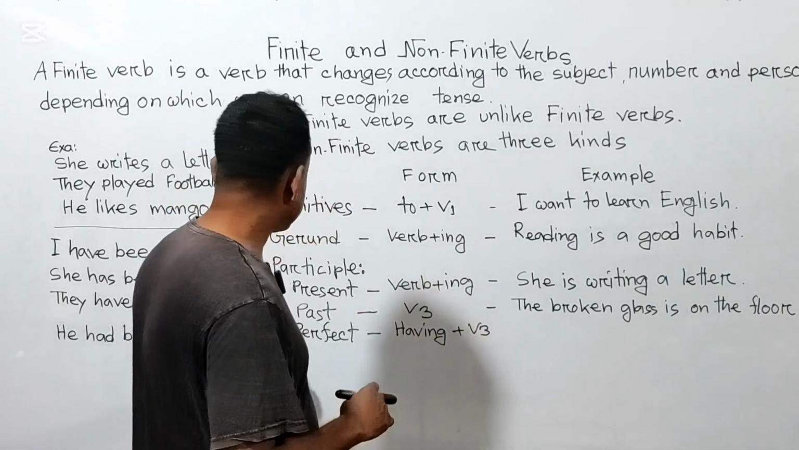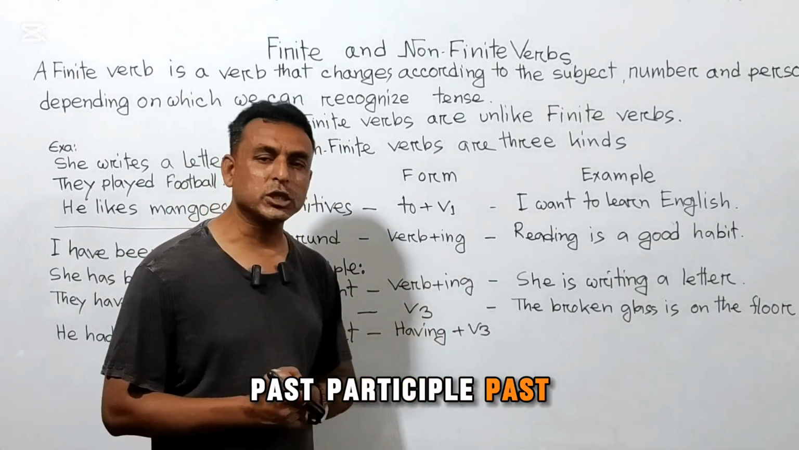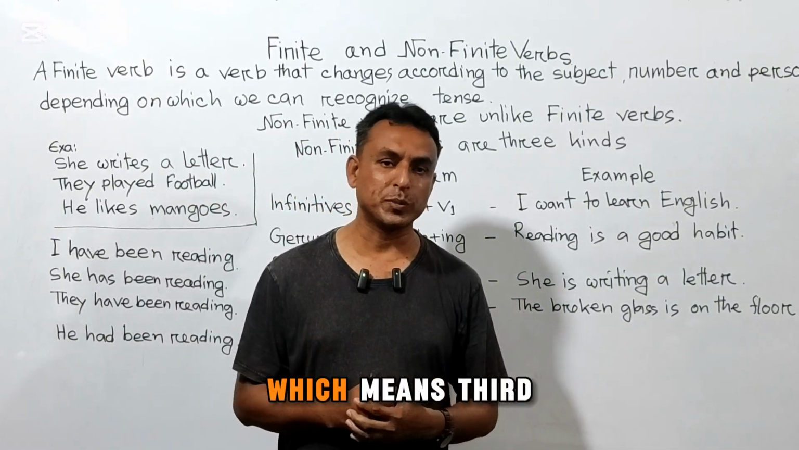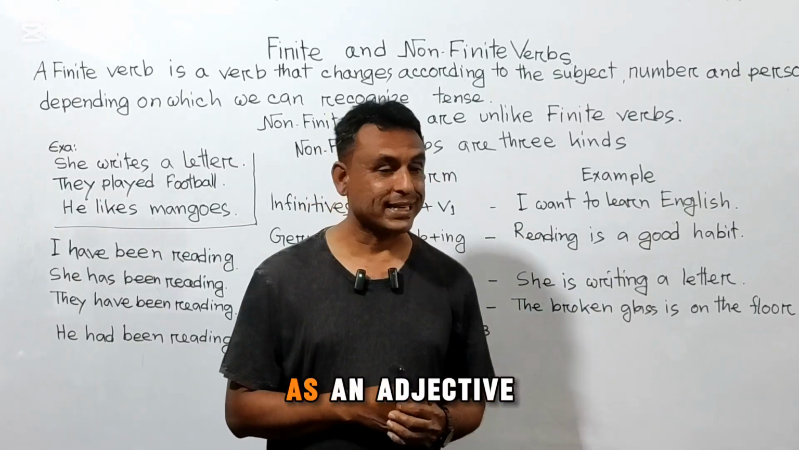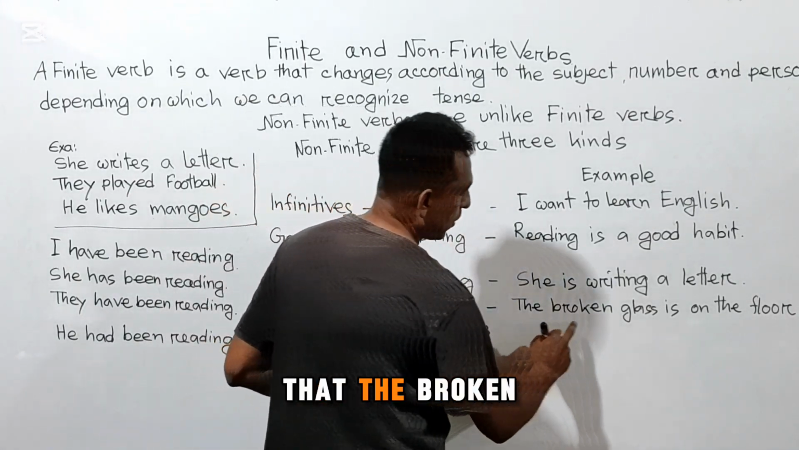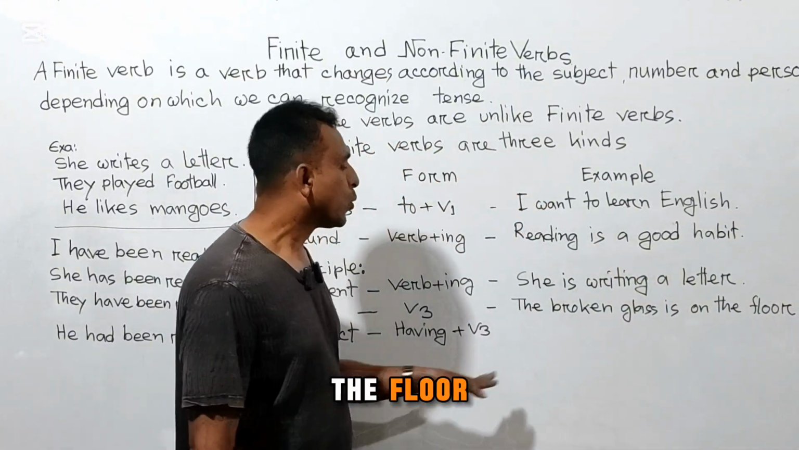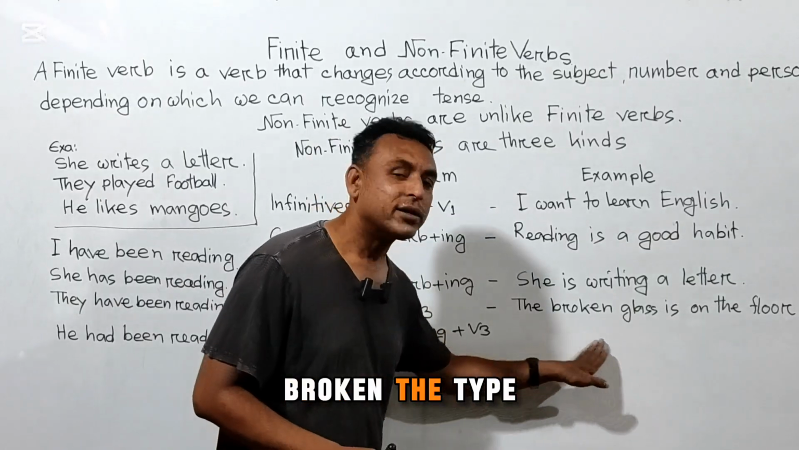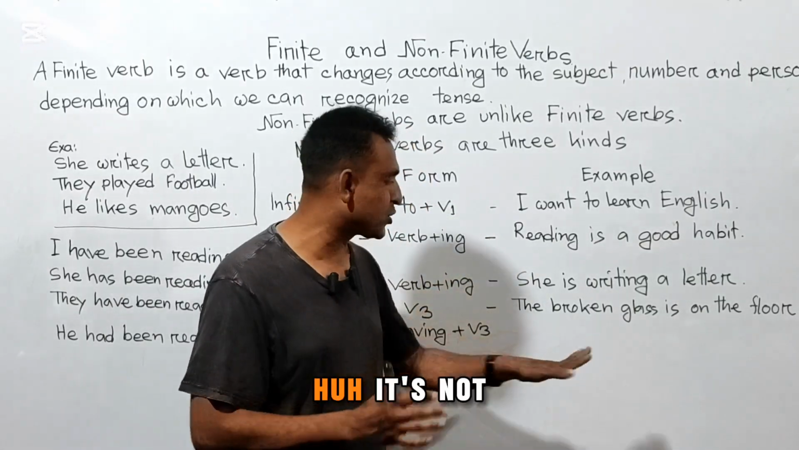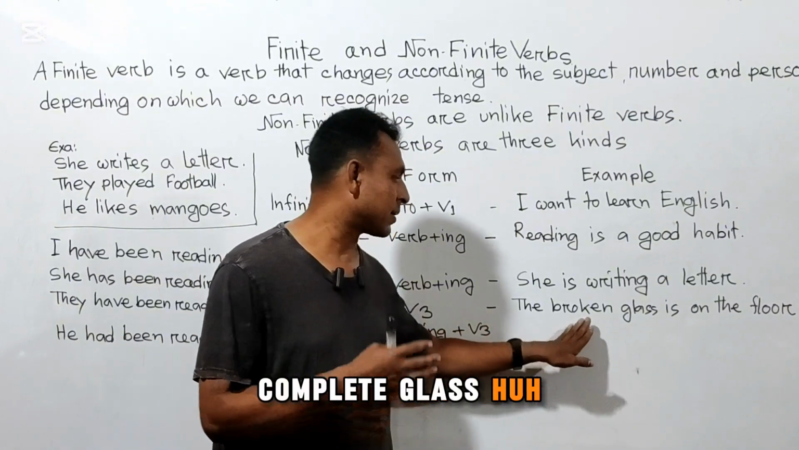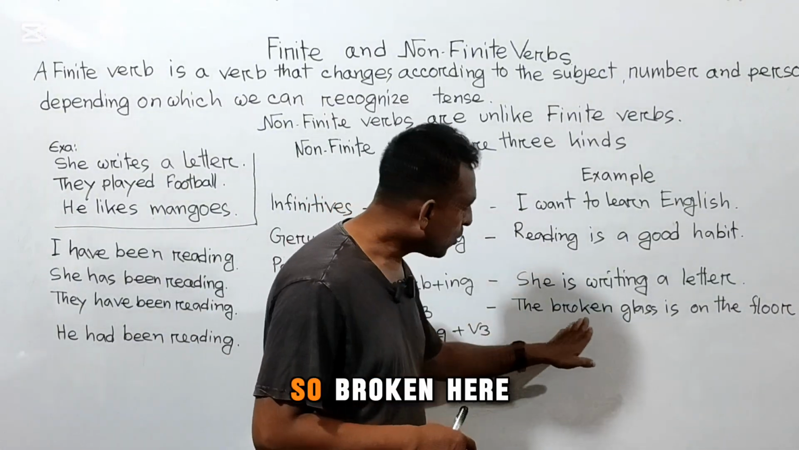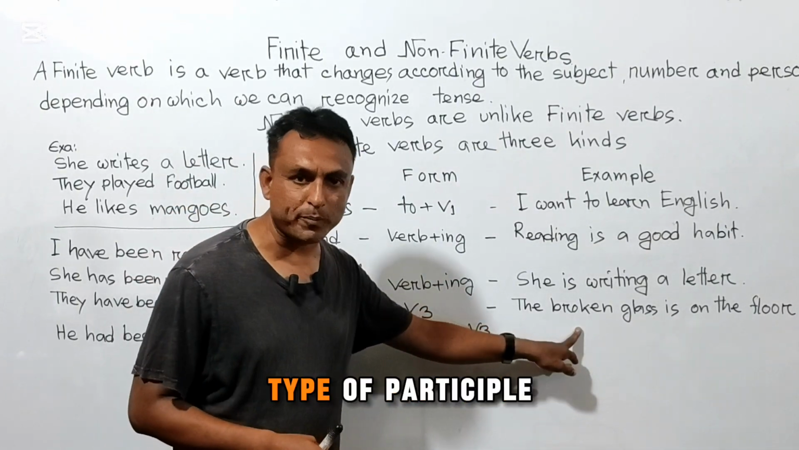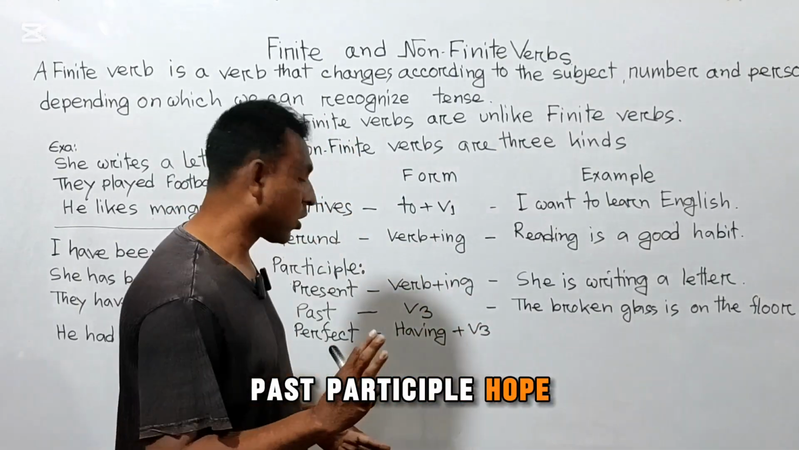The second one, past participle. Past participle means the third form of verb. We all know about the past participle. It also works as an adjective. Try to understand that. The broken glass is on the floor. What kind of glass? The type of glass. It's broken. It's not like a complete glass. It's a broken glass. So broken here is a participle, and it's a past participle. Which type of participle? Past participle. Hope all of you have got a clear idea.